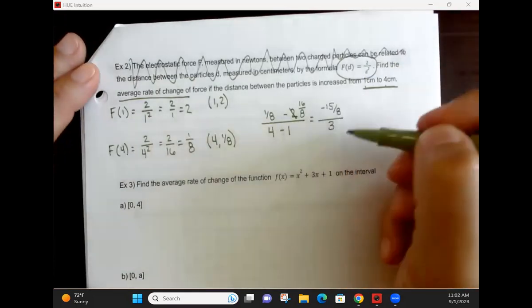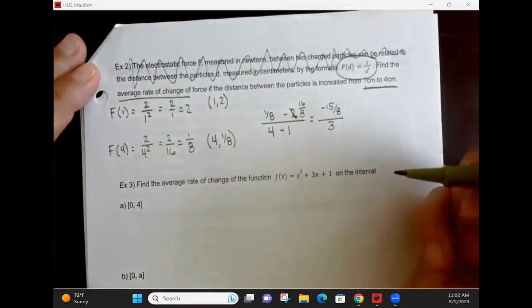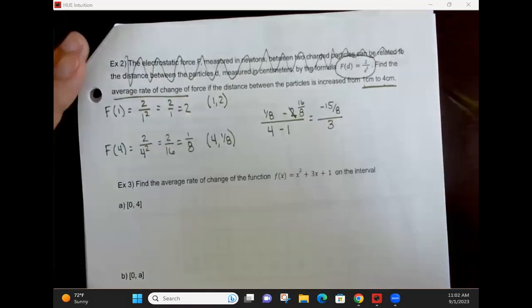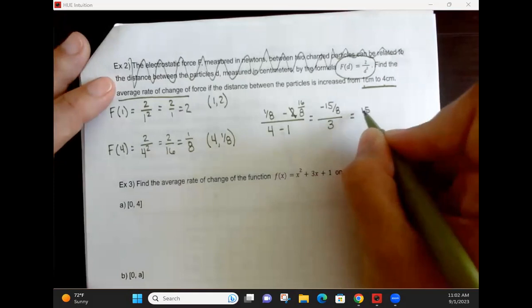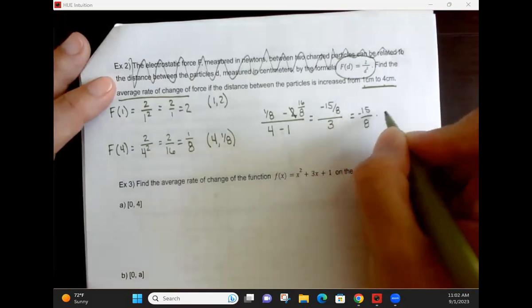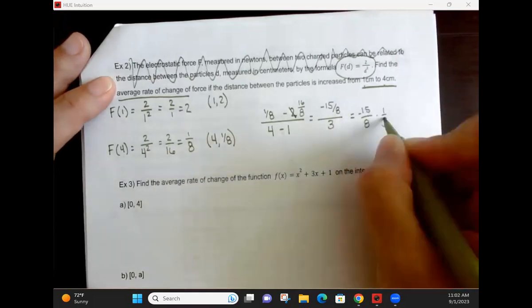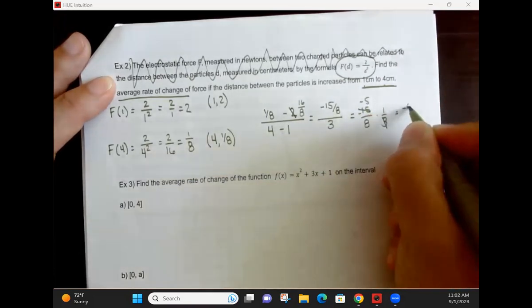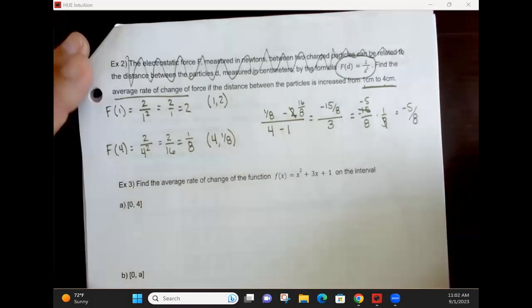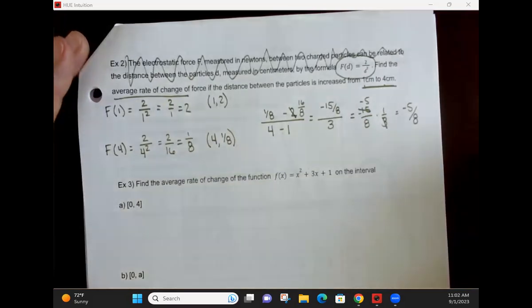If you were going to type this in your calculator at this point, that's fine. I don't have one handy in front of me right now, so I know that if I divide fractions, I'm multiplying by the reciprocal. I'm going to reduce that way. This would be -5 over 8. Again, if you changed it to a decimal, that's fine too.